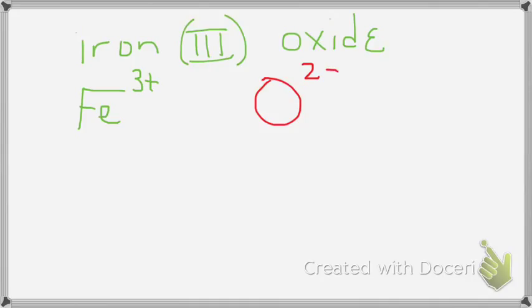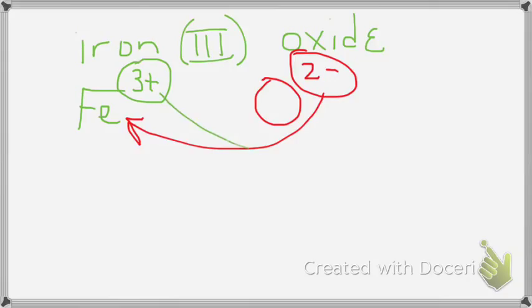It's a 2 minus. So now, the 2 minus means we're going to have 2 of the irons. The 3 plus means that we're going to have 3 of the oxygens. So let's go ahead and write the ionic formula for this ionic compound. It's going to be Fe2O3. That's iron 3 oxide.